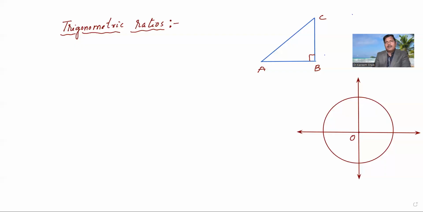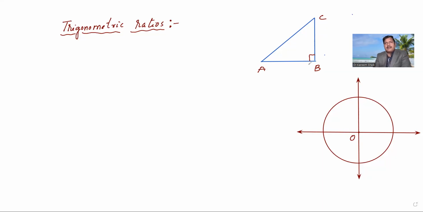In the last video, we discussed the conversion of degrees into radians and radians into grades. Today, we are going to discuss the different ratios in trigonometry with respect to a right angle triangle.